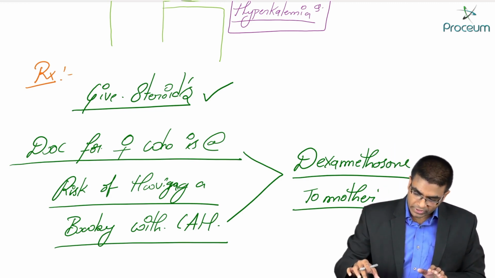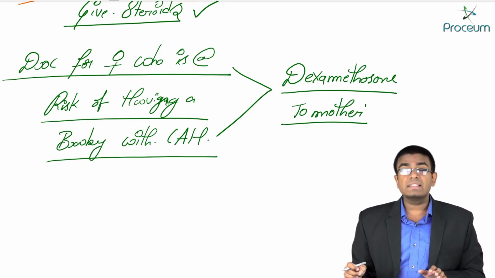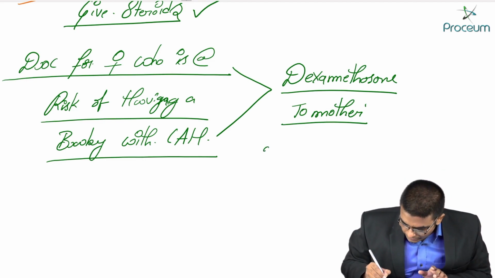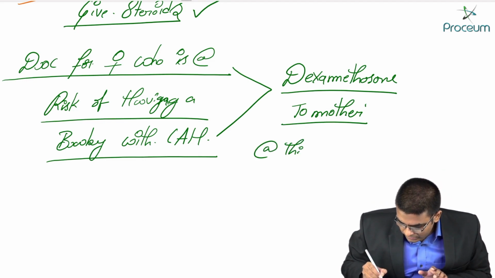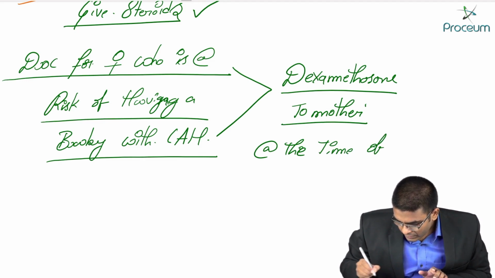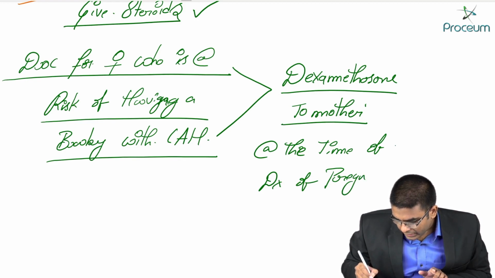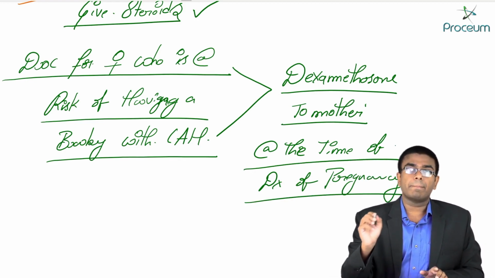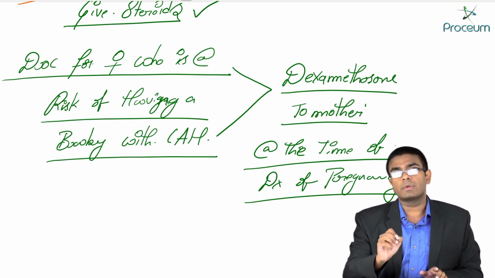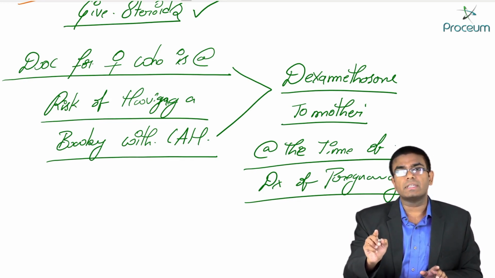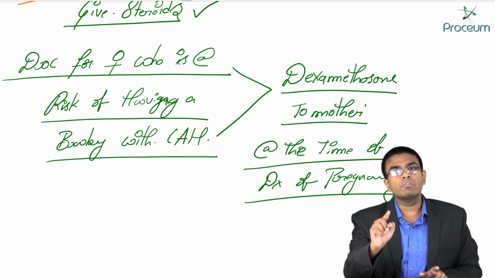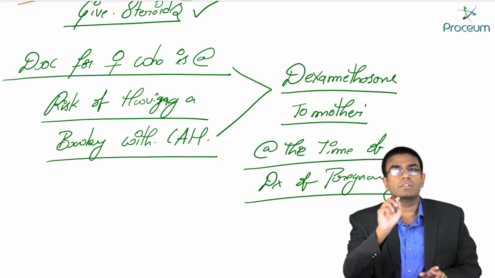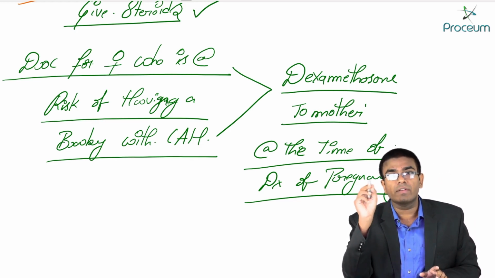Okay, so dexamethasone is given to the mother at the time of diagnosis of pregnancy. ASAP, as soon as possible after the diagnosis of pregnancy, immediately give the mother dexamethasone. Don't wait till 12 weeks.